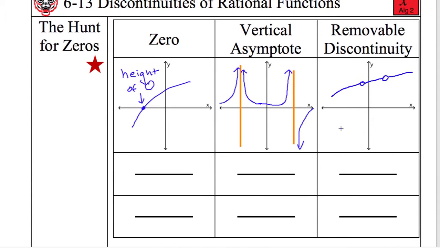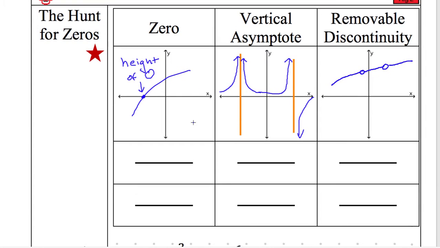So here is my little shortcut for determining whether you are in one of these 3 categories. If you have a 0 on the top, and nothing on the bottom, so I'm just going to do a little scribbling. Nothing on the bottom, no zeros on the bottom, that's a 0.